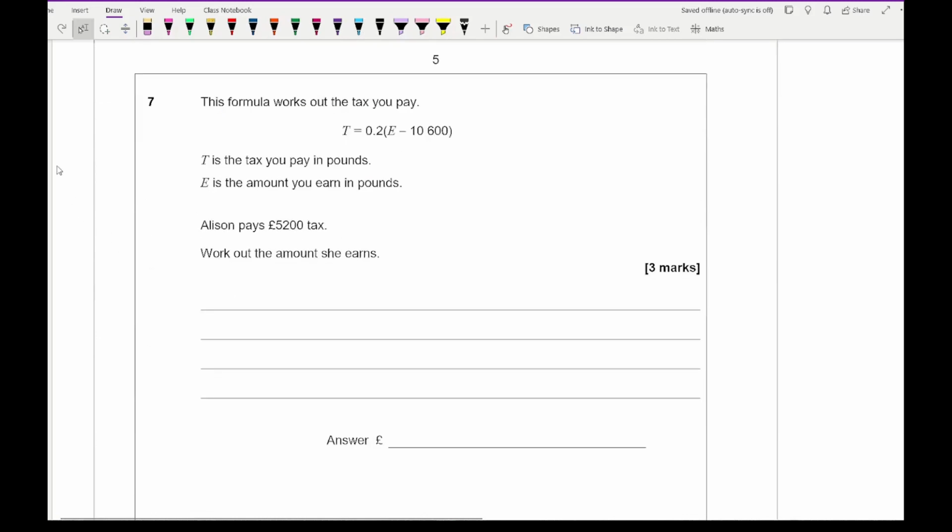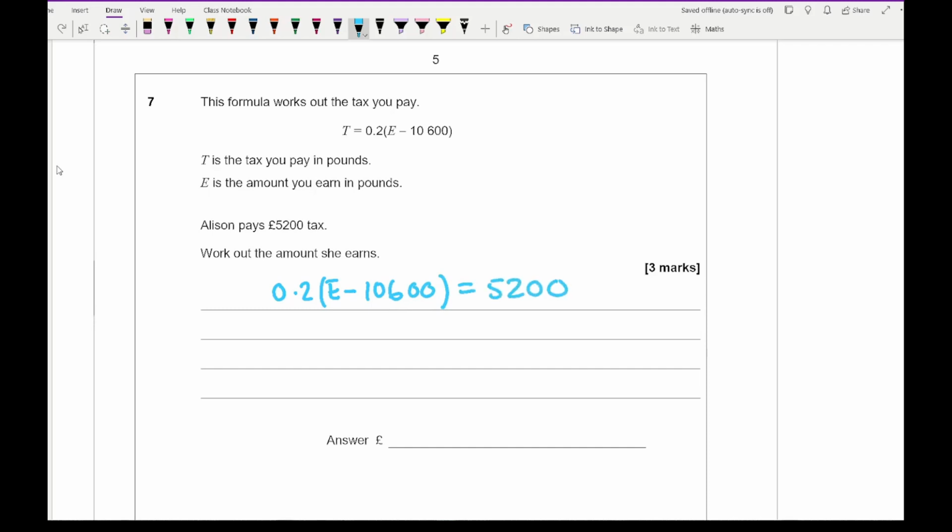Then with question 7, it says this formula works out the tax you pay, and T equals the tax in pounds, E is the amount that you earn. It says that Alison pays 5,200 in tax. Work out how much she earns. So for this we've got 0.2 times (E minus 10,600) all equals 5,200. So what we want to do is solve this.